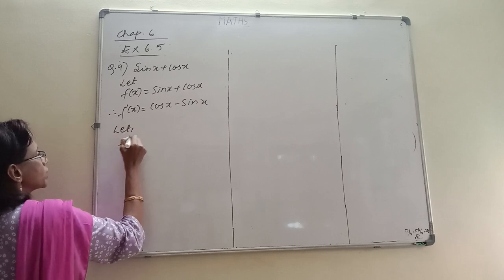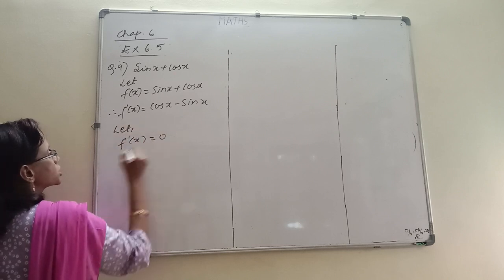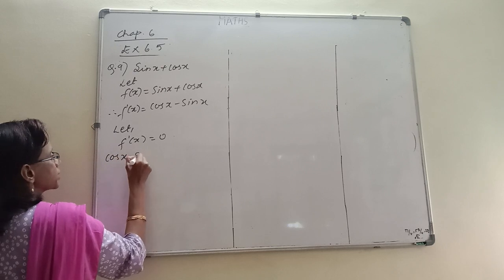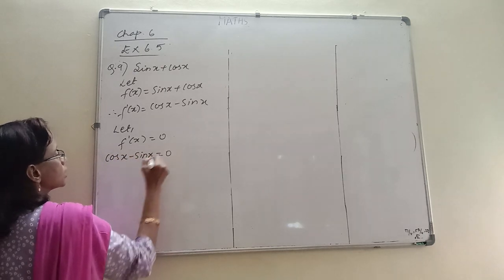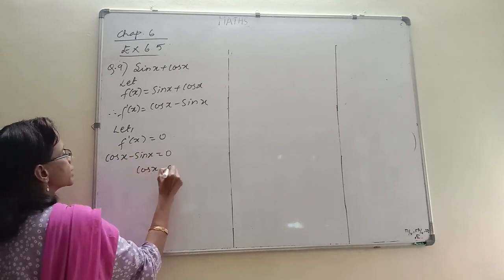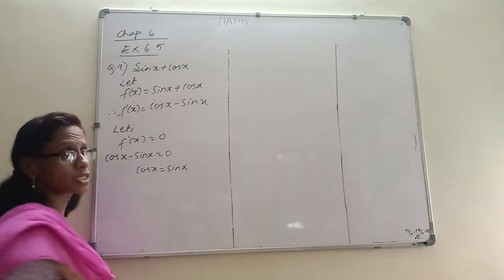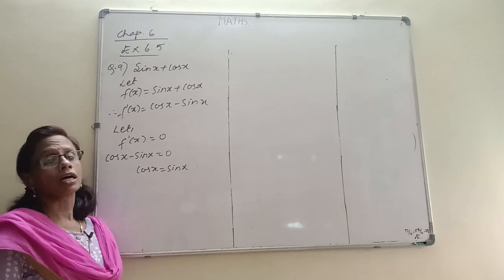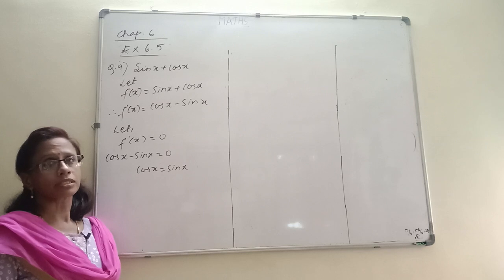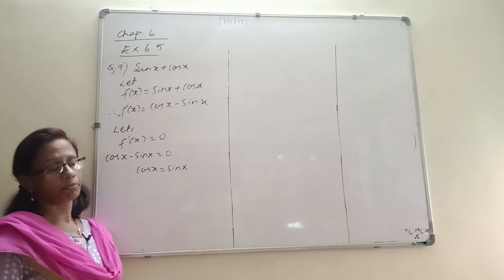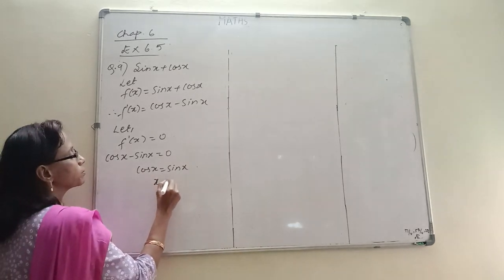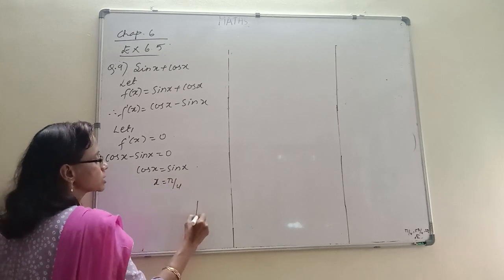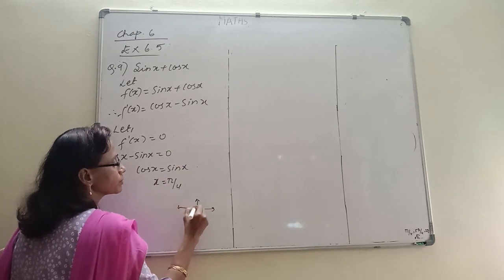It's next for us to find the critical point. So let f dash x be 0, which means cos x minus sin x becoming 0, which means that cos x equal to sin x. So we have to look at what all places does cos x become equal to sin x. The cos x becomes equal to sin x at first of all at pi by 4, at x equal to pi by 4.